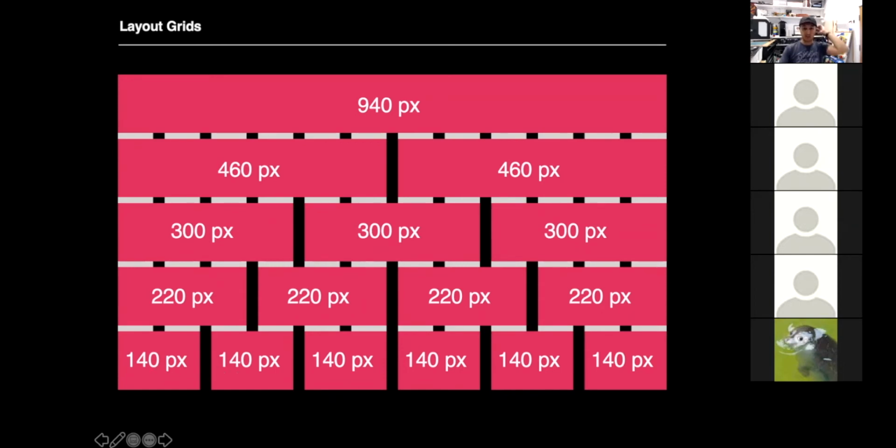But you could also mix and match. So you could do a 460 column here, and then 220 and 220 next to it, or 140, 140, 140 next to that, etc. So you have some freedom and customization when it comes to how you use this grid system.